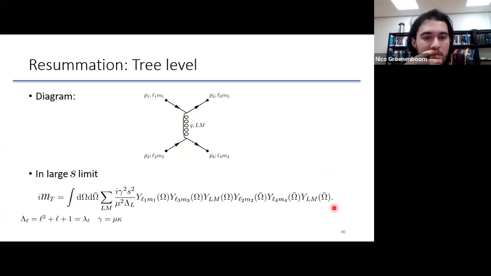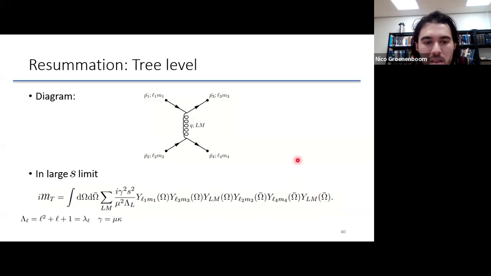And then we can calculate the following diagram. All of the external particles have different LMs. There's a graviton exchange that adds some other capital LM, and this capital LM must be summed over, and we have an integral for each of the 2 vertices. So in the large S limit, we find this expression for the tree level amplitude. There are the 2 integrals, there's a factor similar to the minimal coupling, and there are the 6 harmonics coming out of the vertex.